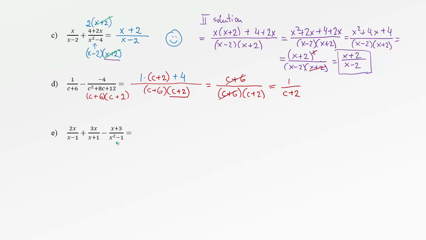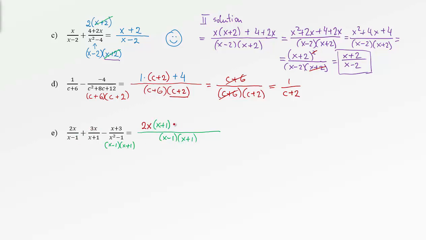Finally, we have three fractions to combine. Again, we need to look for a common denominator. Notice that x squared minus 1 is composed of x minus 1 and x plus 1. So that will be our LCD. Let's change all fractions into the new denominator x minus 1 and x plus 1. Meaning our first numerator 2x will have to be multiplied by the missing factor. So we had x minus 1, we need to multiply by x plus 1.